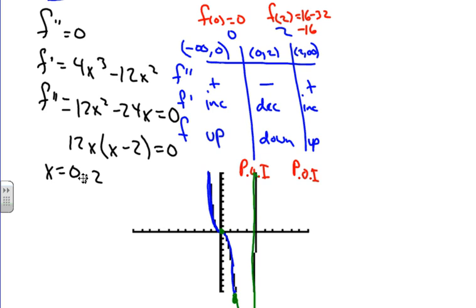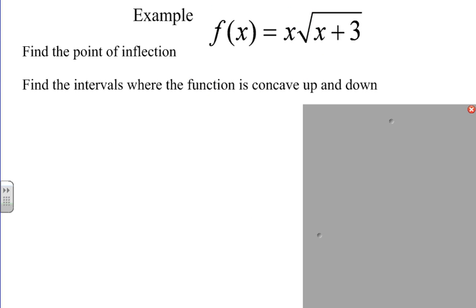All right, so let's try one more. This one, if you want to pause, you can and try it out, and we'll go through the answers. Once again, we're going to try to find the points of inflection, and then find the intervals where the function is concave up and concave down. So looking at this one, we're going to find the second derivative, because we want to first find out where f double prime equals 0.